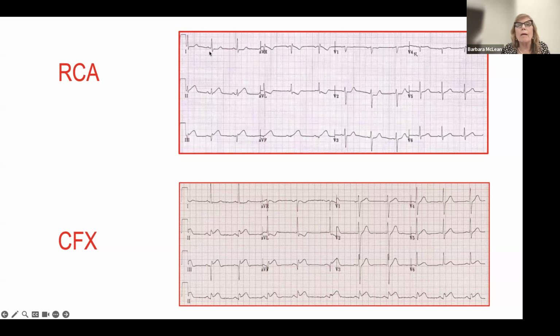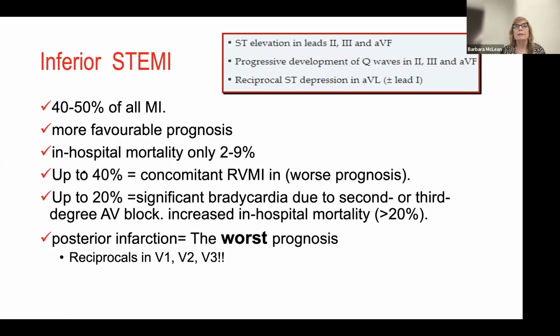I don't really have much ST segment depression here, just about 1 millimeter in lead 1 and a little bit in AVL as the reciprocals. And here I don't really have any because it's a circumflex lesion. I don't have ST segment depression in lead 1. I do have a little bit of AVL involvement. That's really from the circumflex lesion itself.